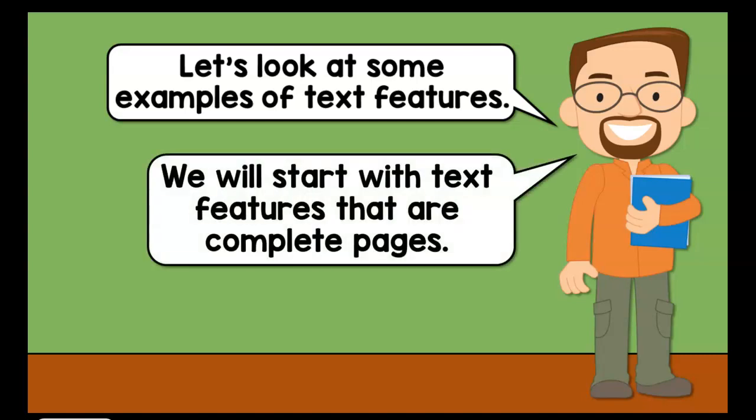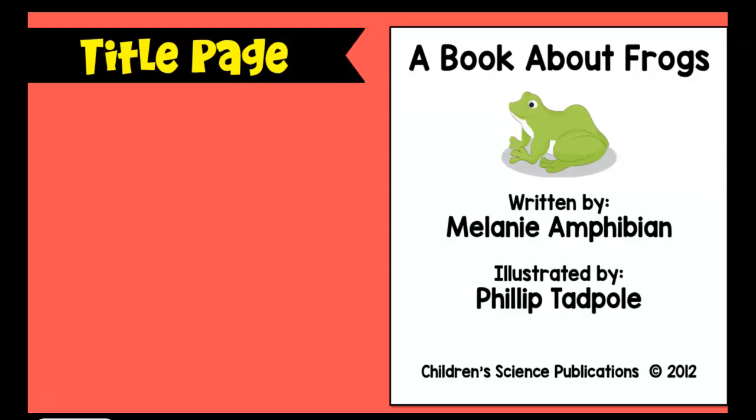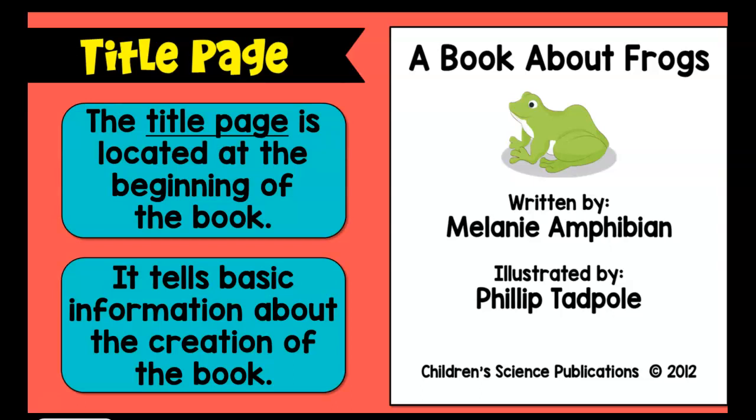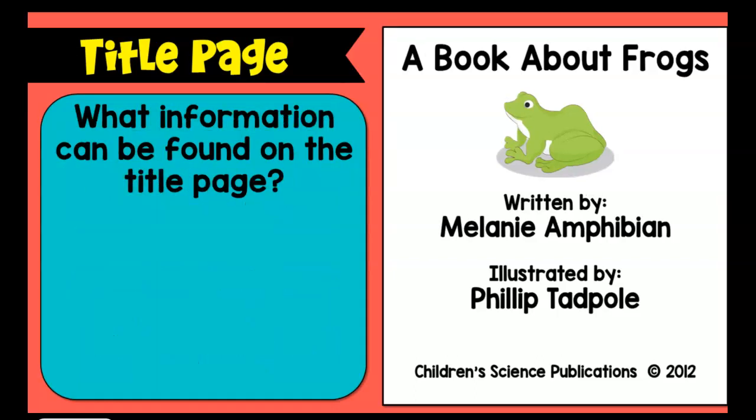We will start with text features that are complete pages. So the first one is a title page. It is a book about frogs. It is written by Melanie Amphibian and is illustrated by Philip Tadpole. It was published by Children's Science in 2012. So a title page is located at the beginning of the book. It tells basic information about the creation of the book.